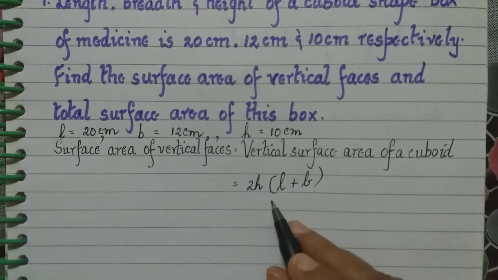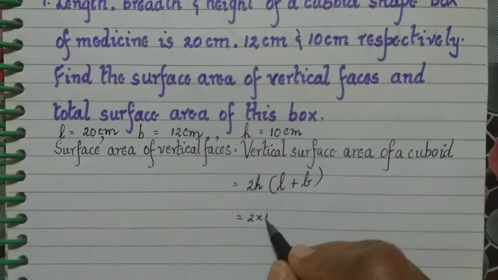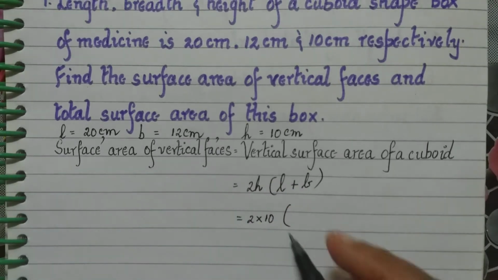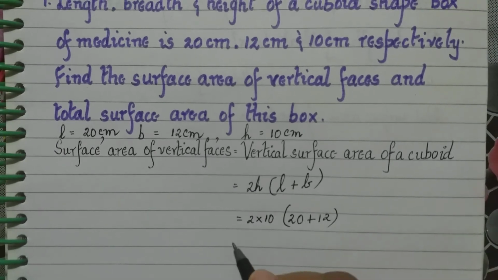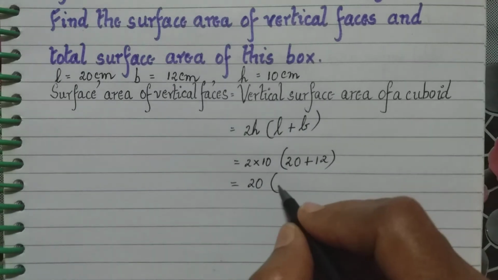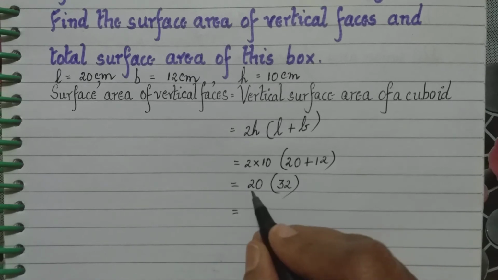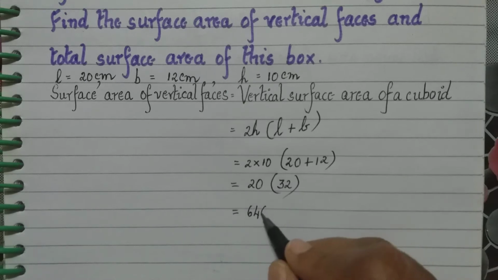So 2 into H into L plus B. So that is 2 into H, here H is 10. See what is L plus B? L is 20, B is 12. So 20 plus 12. 2 into 10 is 20. Here when we add 20 plus 12, 20 plus 12 is 32. Now we multiply. This is equal to 32 into 2. That is 64 and the 0. So 0.